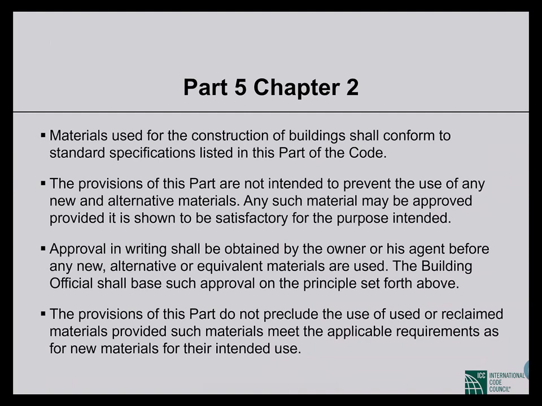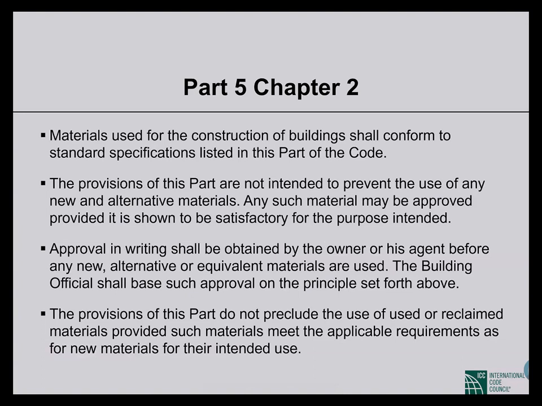As I've already told you, part five is related to construction materials, and chapter two is the main chapter of part five. There, at the very beginning of the chapter, it is written, materials used for the construction of buildings shall conform to standard specifications listed in this part of the code. So all materials must conform to the standards that are mentioned in this part.